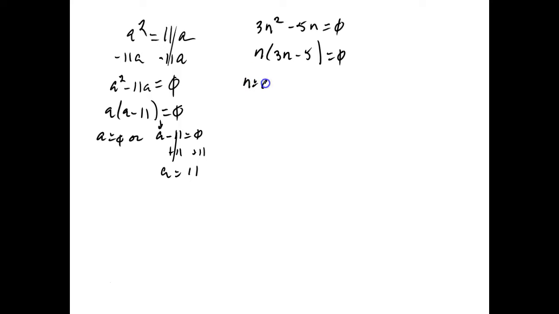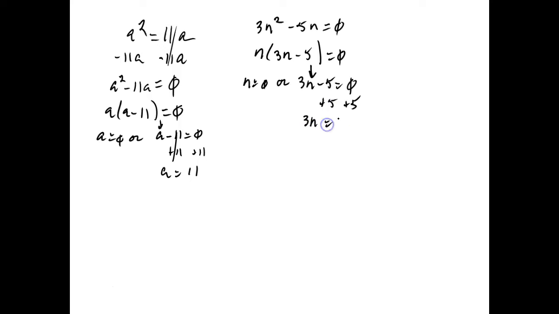Either n equals 0 or 3n minus 5 equals 0. We're beginning to like this better all the time, aren't we? What do you do with that one? Add 5 to both sides. You're trying to remember what the goal is: isolate the n. Once you get it down to a linear equation, exponent of 1, isolate that variable. Okay? Add 5 to both sides. What does that give us?